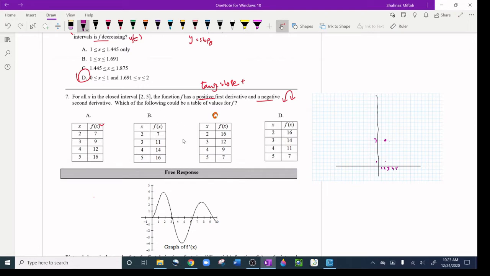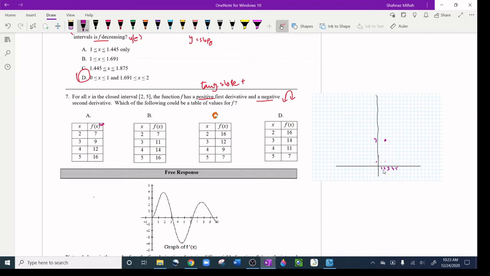So there are 2 different ways we can find this question. First, you can just literally graph it and see if the tangent lines, you draw tangent lines because this is the original graph. So you draw tangent lines, and if the lines are positive and concave down at the same time, then that will be the answer. And there is another way which I'm going to show, but let's graph first.